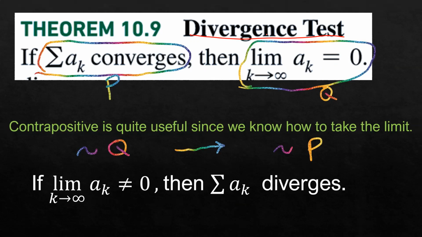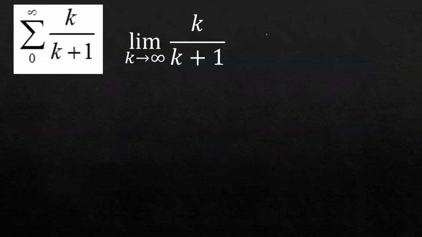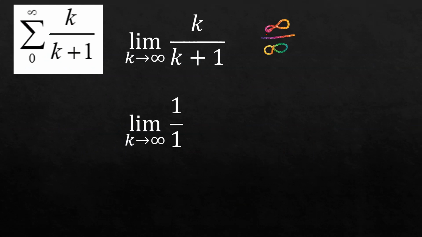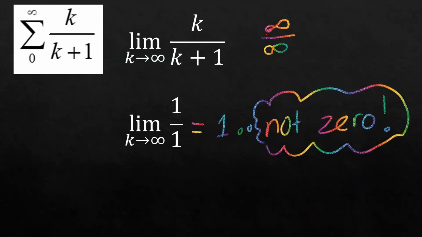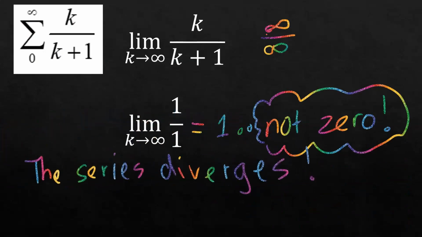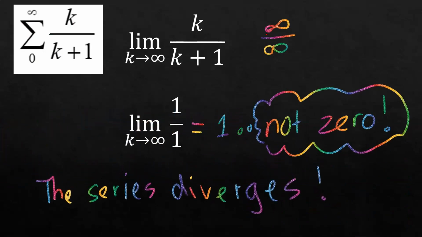All right, so here let's see an example. So there's the series there. Now we take the limit as k goes to infinity of k over k plus 1. And that has the form infinity over infinity. So L'Hopital's rule will apply here. We take the derivative of k, which is 1, and the derivative of k plus 1, which is 1. So the limit is 1, and 1 is not 0. So we would say the series diverges using the divergence test. Okay.